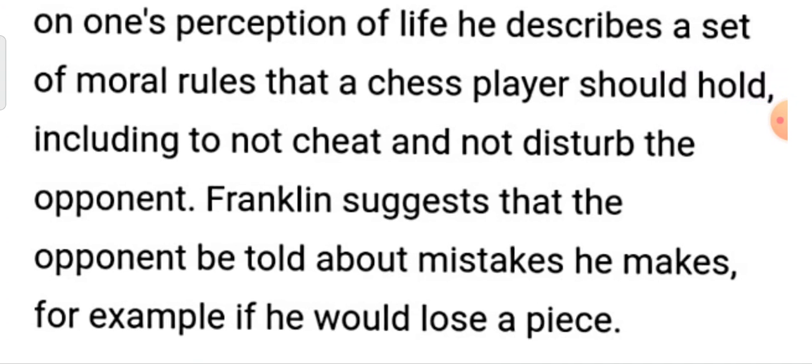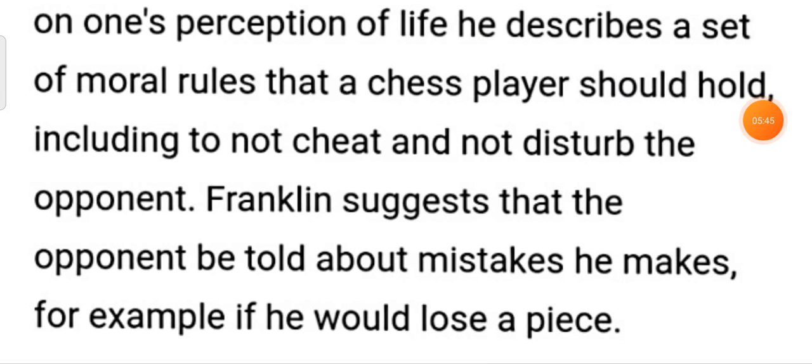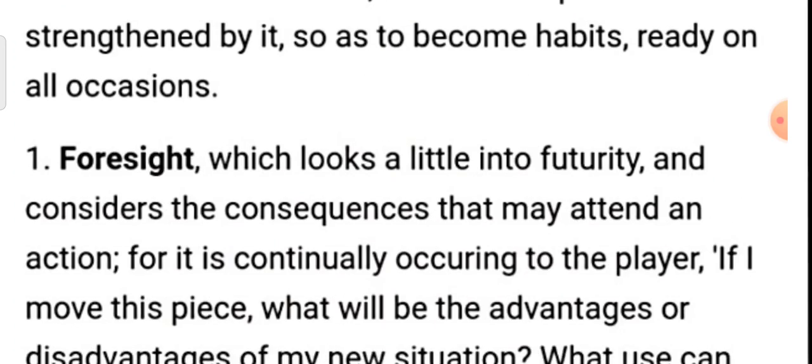Franklin suggests that the opponent be told about his mistakes also. And he makes, for example, if he would lose a piece in the game. Okay. Now the next part.